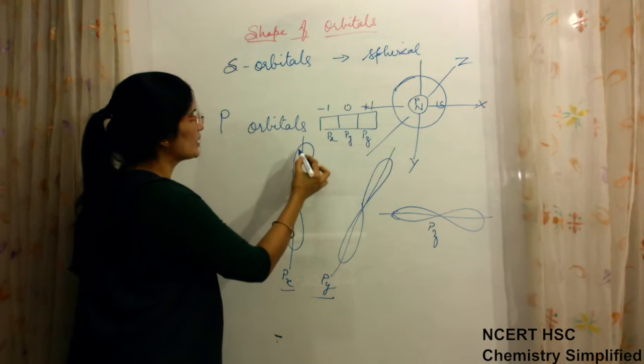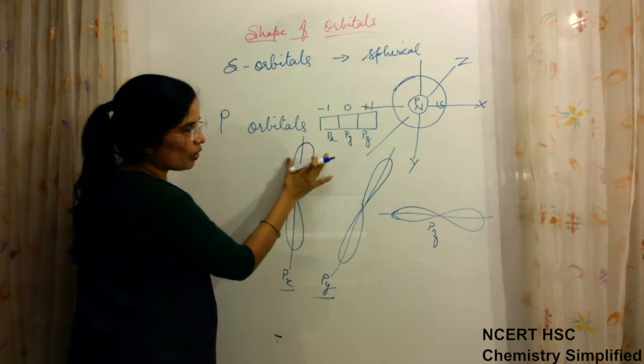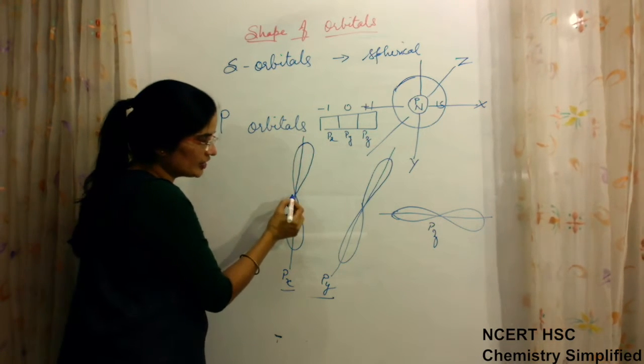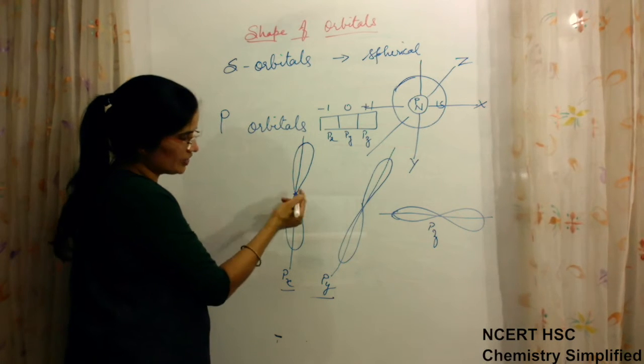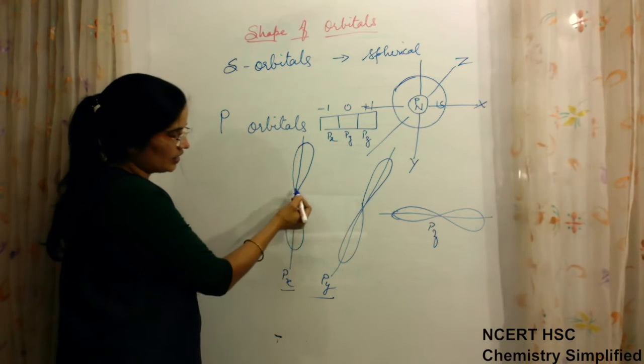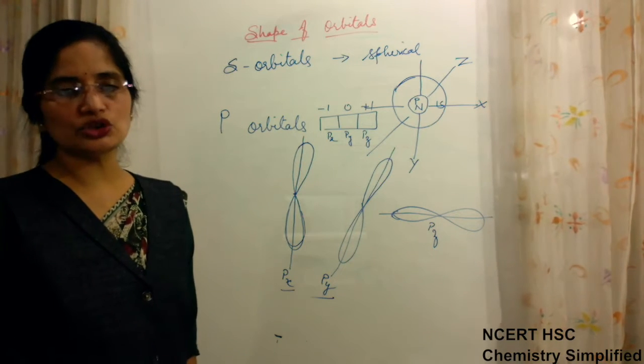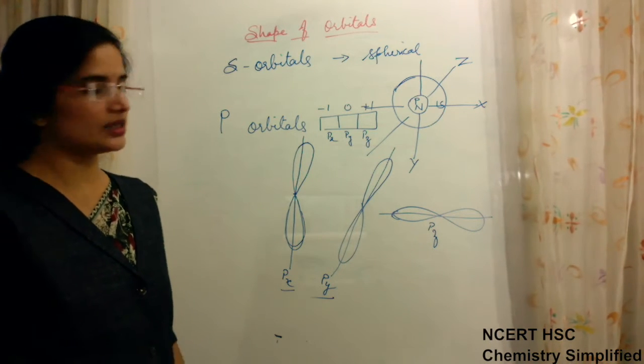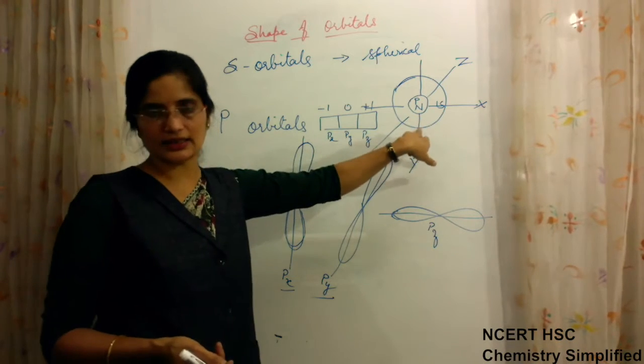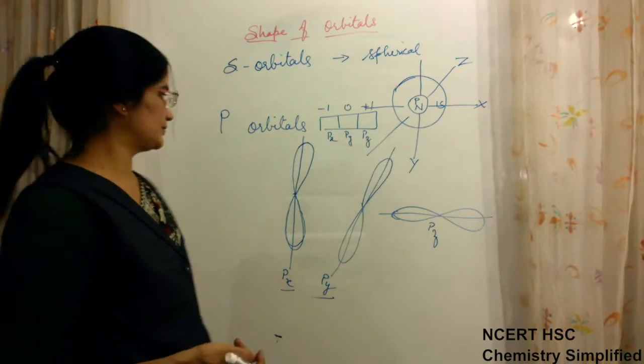You can see the electron density, the lobe is broader here, then tapering, then finishing at 0, and then again it is increasing in the other direction. So the distribution of electrons in p orbital is not uniform as it is in the case of s orbital.